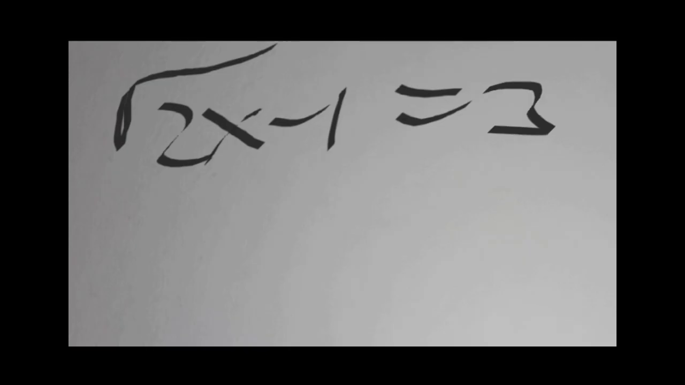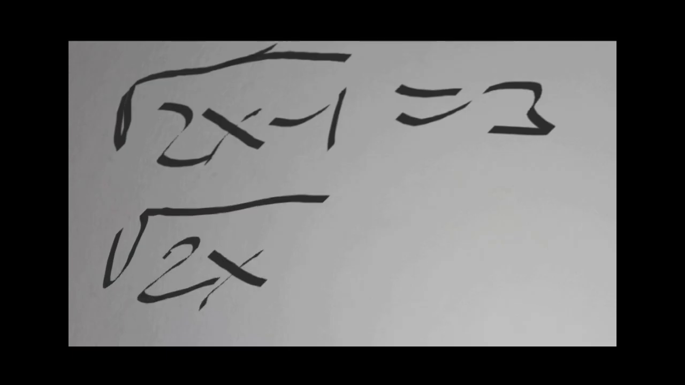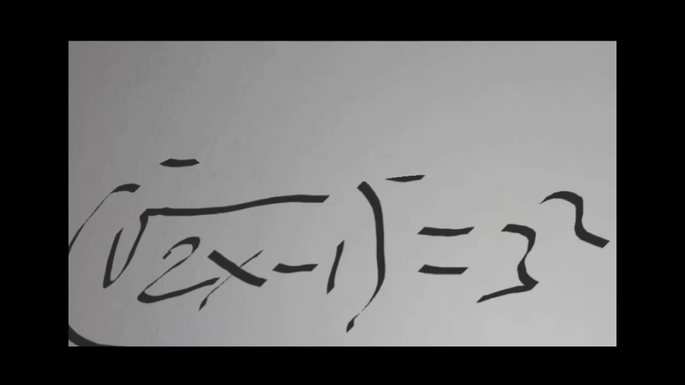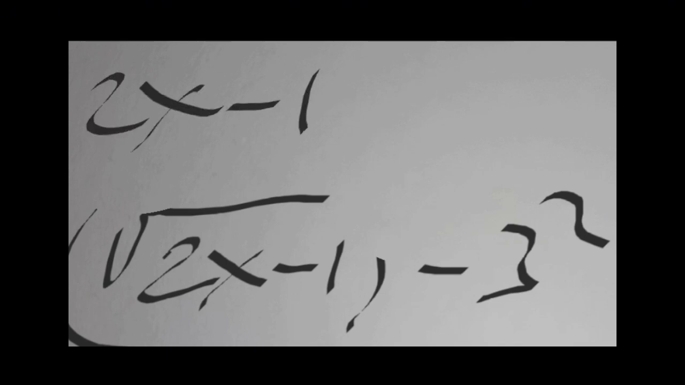How to solve root 2x minus 1, which is equal to 3. First, square both sides. Root 2x minus 1 squared is equal to 3 squared, which means root 2x minus 1 squared is simply 2x minus 1, which is equal to 3 squared, which is 9.